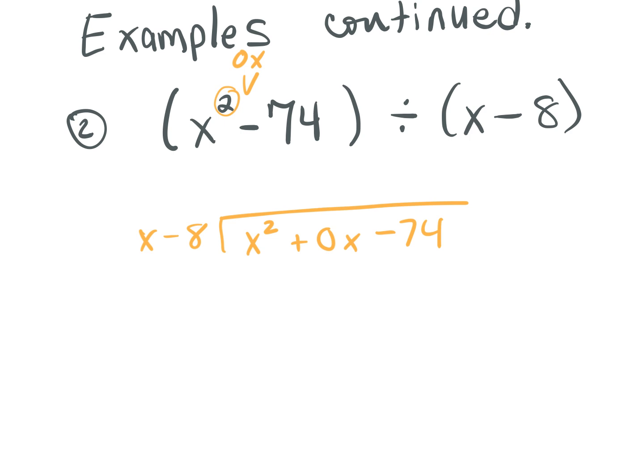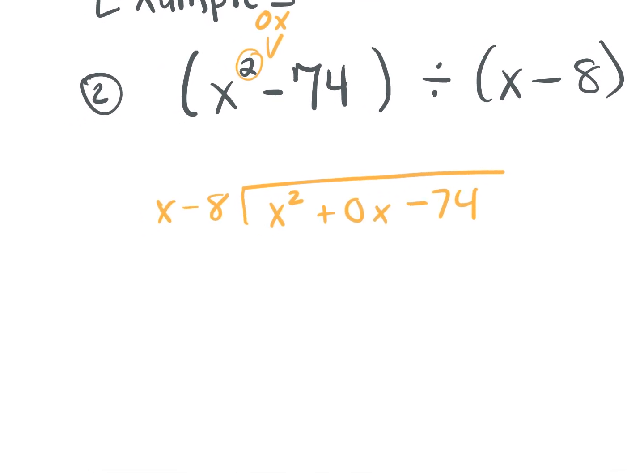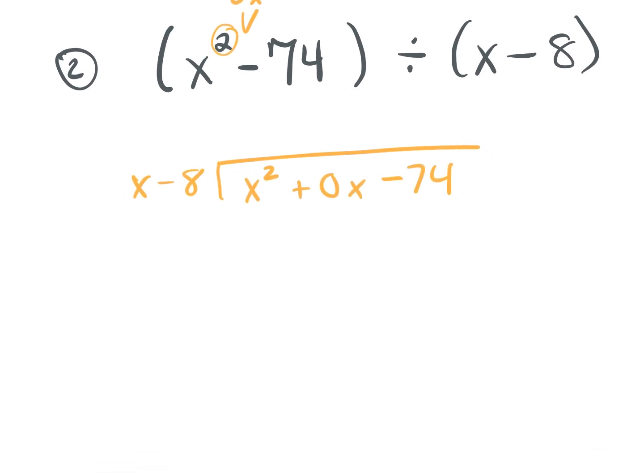Now you don't have to put the 0x, but if you don't put it, make sure you leave a space, because we want all of our terms to be in line. Whether it's a space there or you put a 0 there, I think it's easiest to just put a 0x. That way you can keep with the same steps. So what's step 1? Divide. What's x squared divided by x? X. So I'm going to write that on top of my x term.